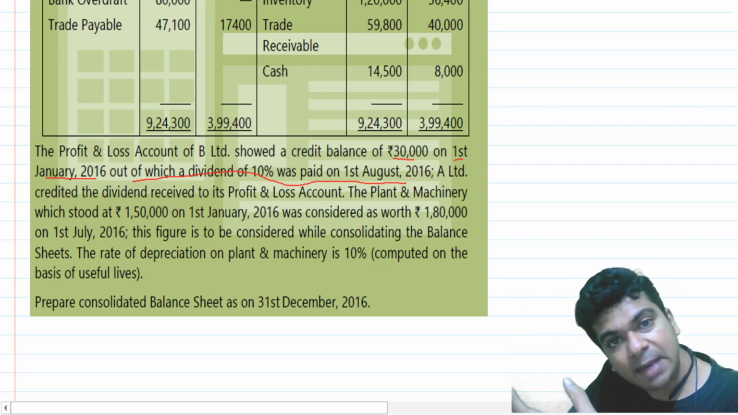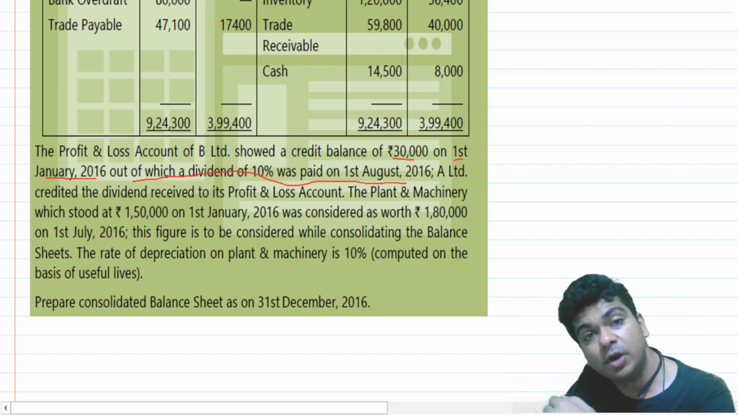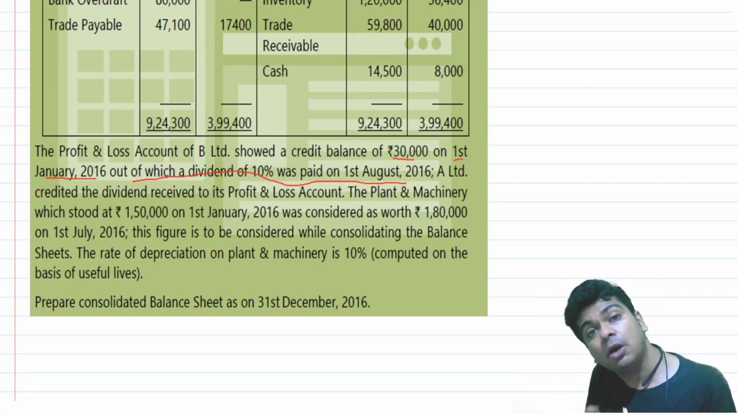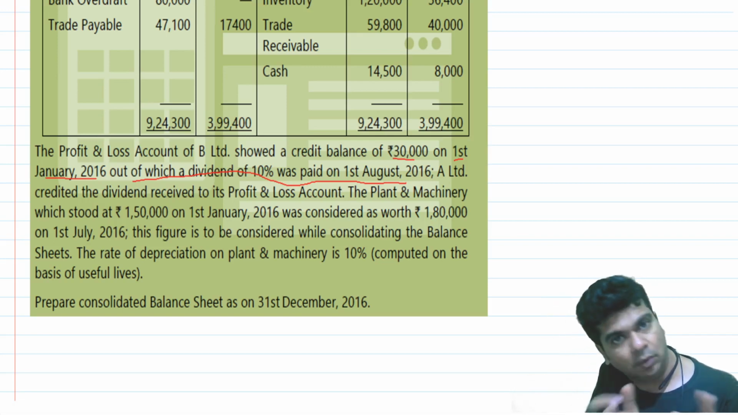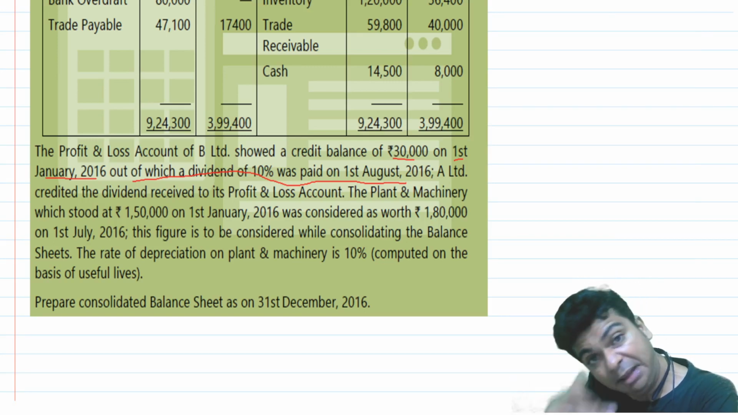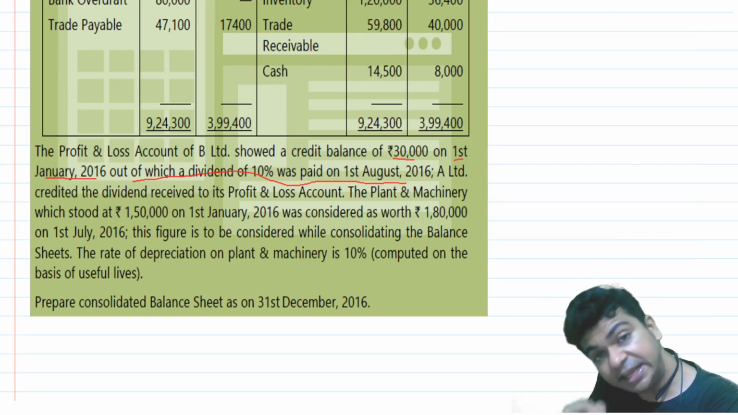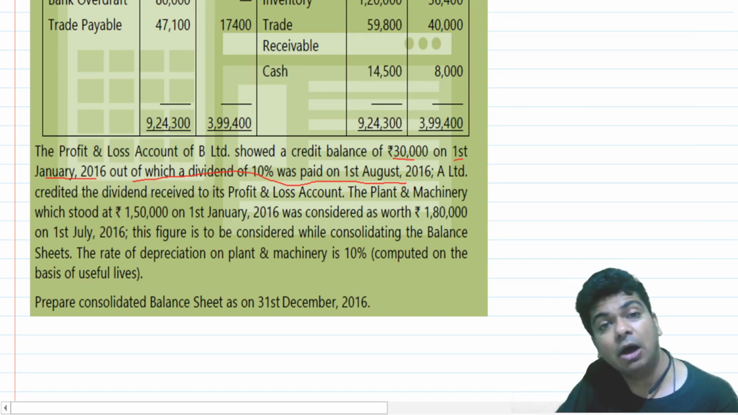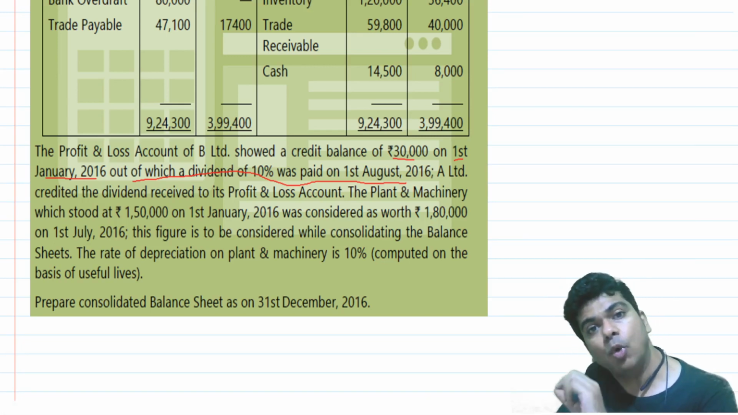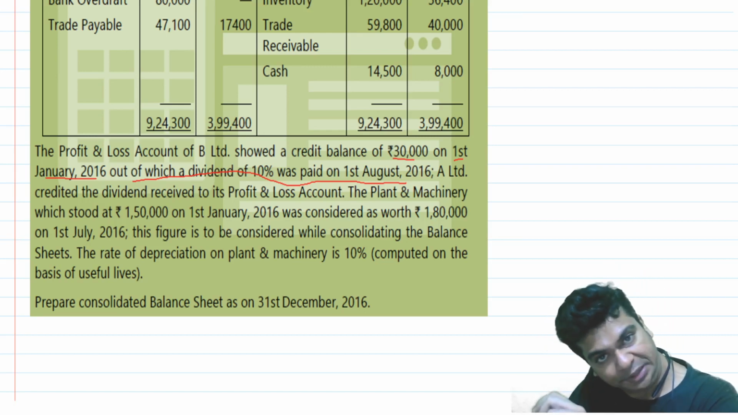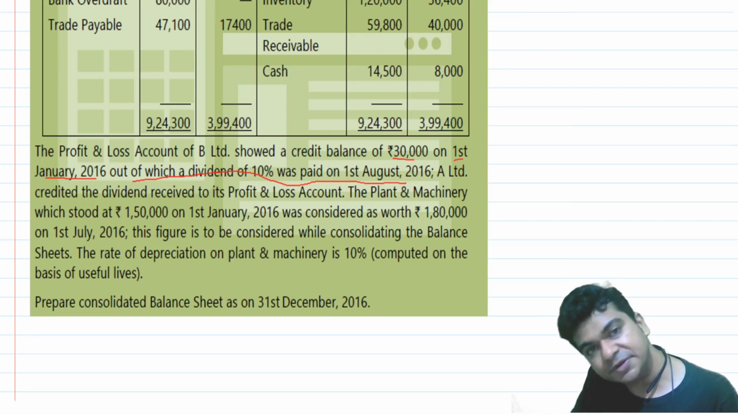Now this opening balance is there on 1st January 2016. So if you are using opening balance, that means you are using the closing balance of the previous year. See, closing balance of the previous year will become the opening balance of the current year. Previous year is 2015. So the subsidiary is paying dividend for the year 2015. You are buying shares on 1st July. Dividend is paid on 1st August. So naturally, the parent company will receive dividend.